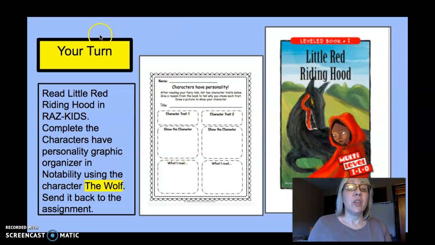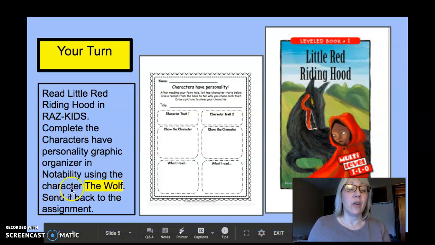And so now it's your turn. You will again read Little Red Riding Hood in Raz Kids. On Wednesday, you were reading to learn about the character of Red, or Little Red Riding Hood, and you filled out the characters have personality organizer about her. This time, you're going to complete the characters have personality graphic organizer in Notability using the character the wolf, and then send it back to the assignment.